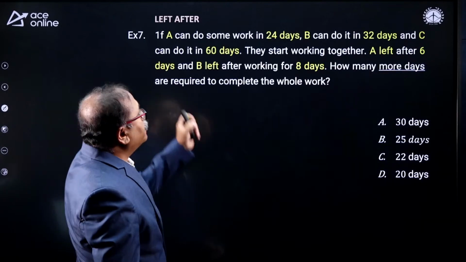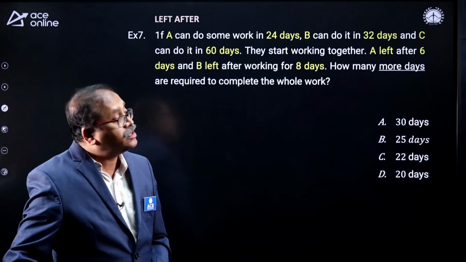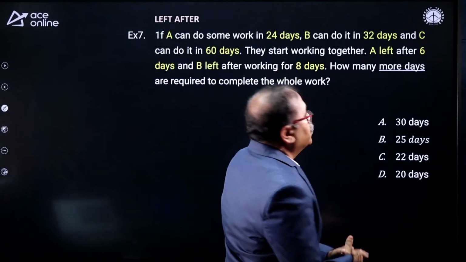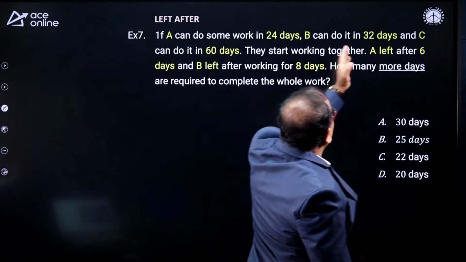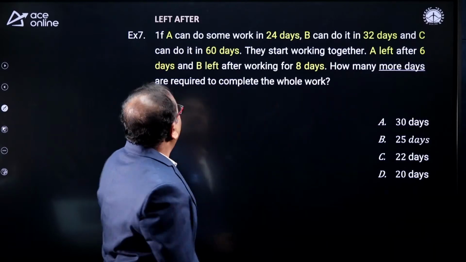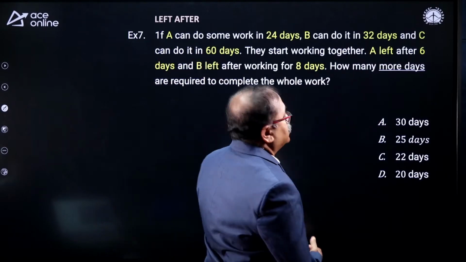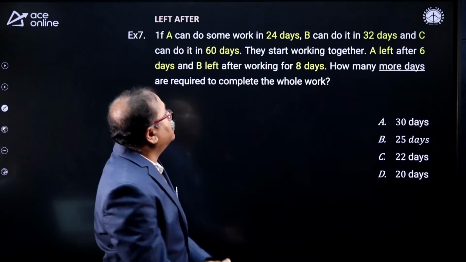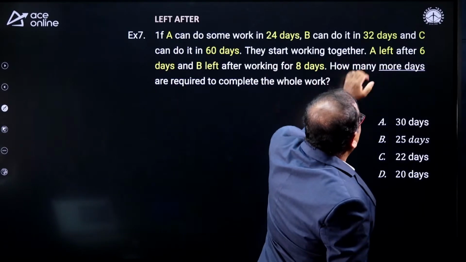Here, work is left after some days. So again, let's see what this question is all about. A can do some work in 24 days, B in 32 days, and C in 60 days. So, we know the number of days A, B and C take to complete the work. They started the work together.